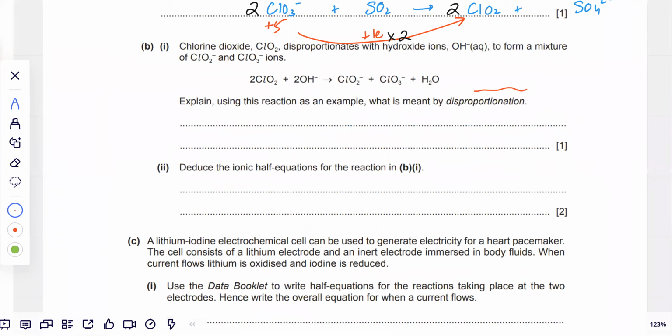What's a disproportionation reaction? Where the oxidation and the reduction both occur at the same element. Okay, that's fine. That's what you're going to write. So it's saying explain the same thing using the reaction. So who's getting oxidized? Who's getting reduced? It's the same element, but which one?